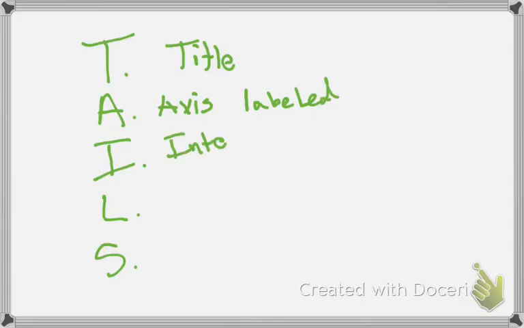All of our graphs must have a title. They must have the axes labeled. They must have intervals that make sense with the problem. You must draw in the line. And you must say the solution in a sentence. Okay, so we'll be looking at those for the whole time as well.